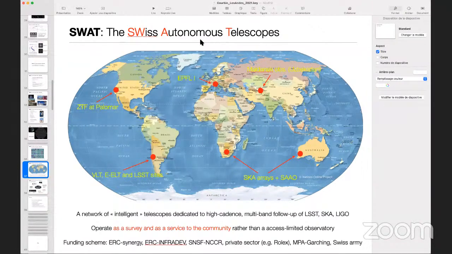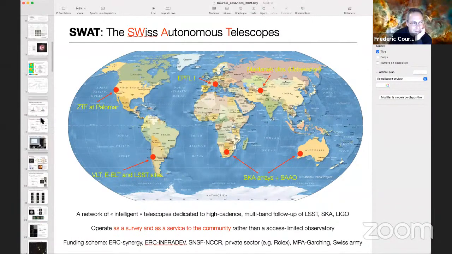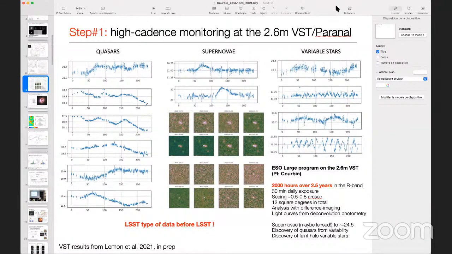Excellent, Frederick. I have a question about the variable stars detected with the 2.6 meter telescope. Is there a high quantity of new variable stars detected using this data, or is it a byproduct with the small sources?